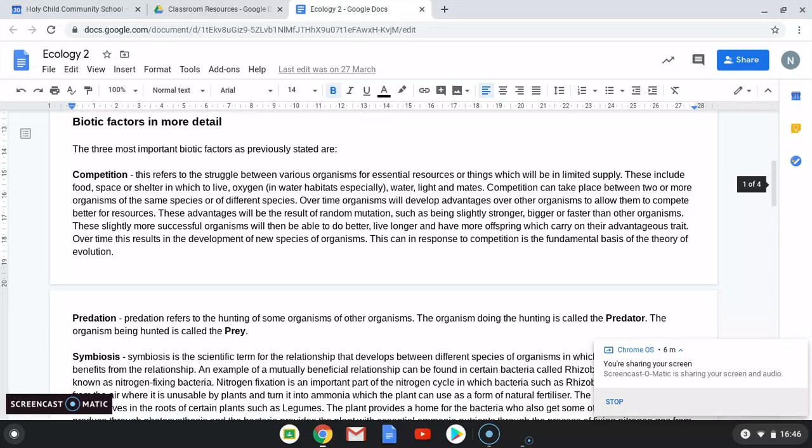Okay? Over time, organisms will develop advantages over other organisms to allow them to compete better for resources. These advantages will be the results of random mutations which occur, such as being slightly stronger, bigger, or faster than another organism. These slightly more successful organisms will then be able to do better, live longer, and have more offspring, which carry these advantageous traits. And over time, this results in the development of new species of organisms. This response to competition is basically the fundamental basis of evolution, where new organisms evolve because of competition.